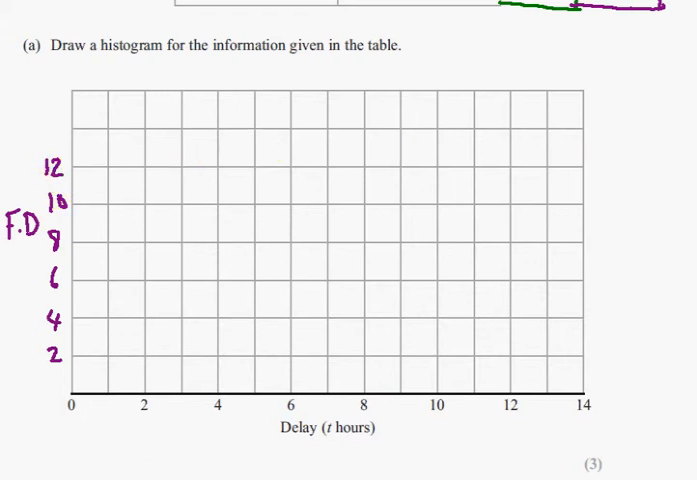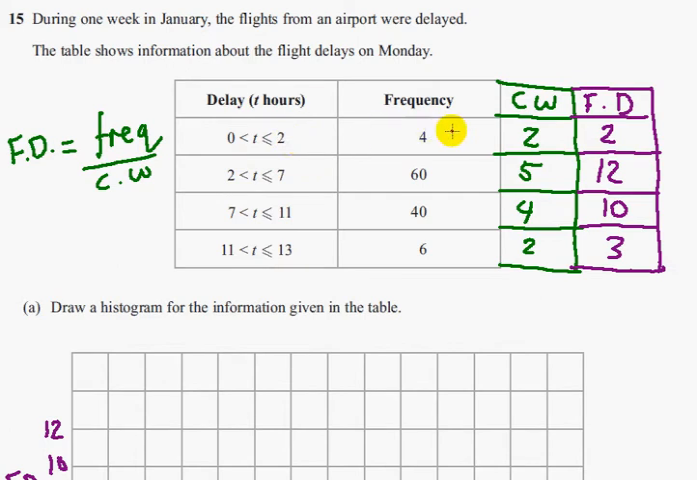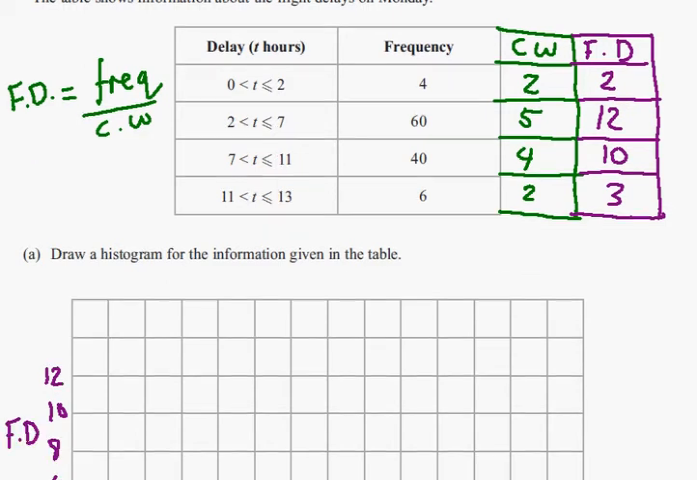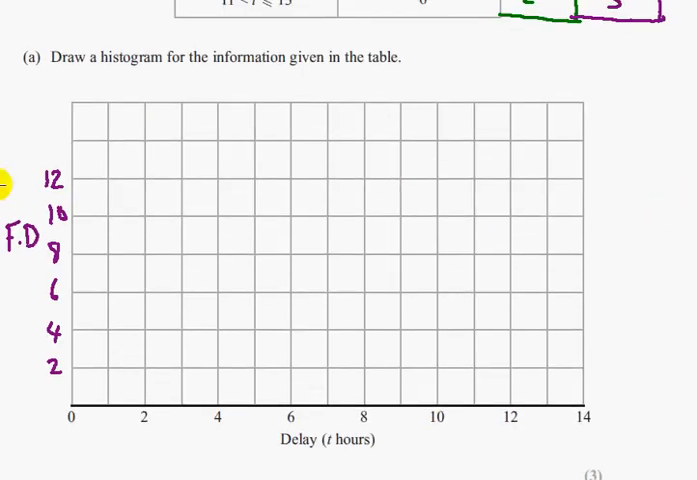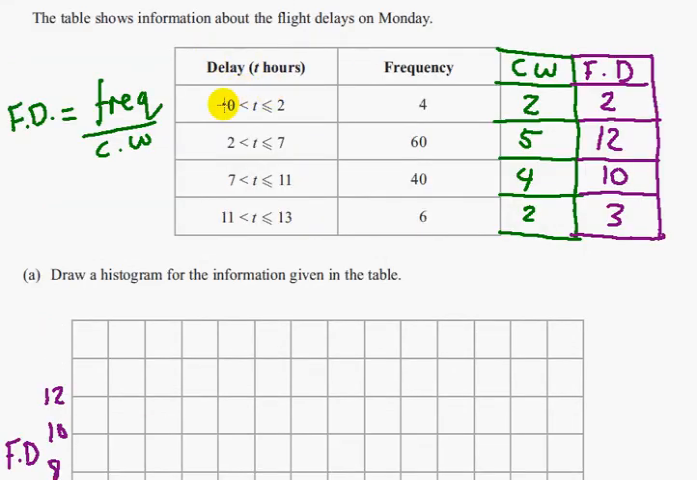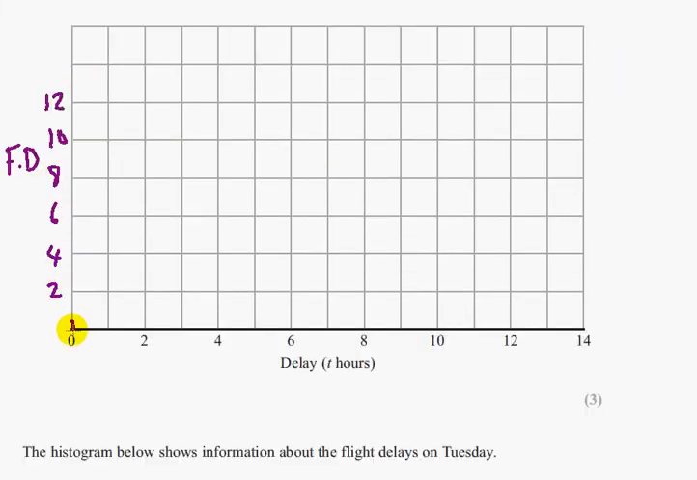So the first one, from 0 to 2 hours, there were 4 flights and the frequency density was 2. So you're going to have to get your ruler. I'm going to cheat on the computer. And so from 0 to 2, so the width of your box is going to be from there to there, up to, let's do that again. So from 0 to 2, the frequency density was 2. Okay, so from 0 to 2, that's how wide your box is going to be. It goes up to 2.